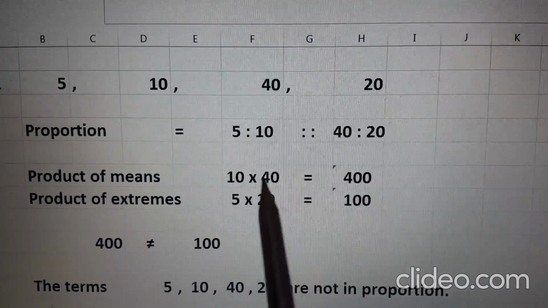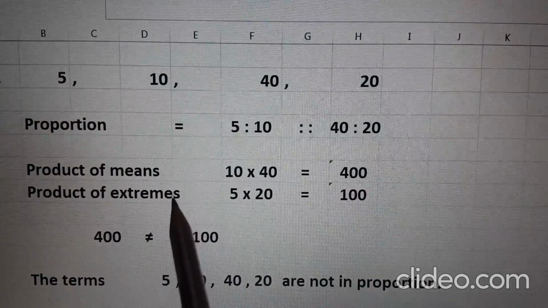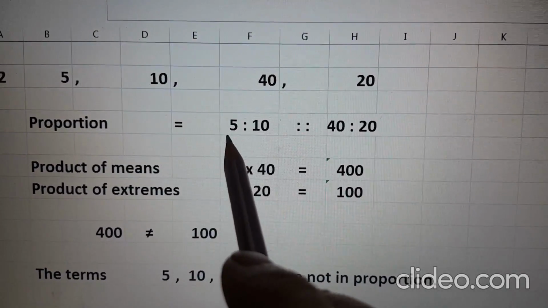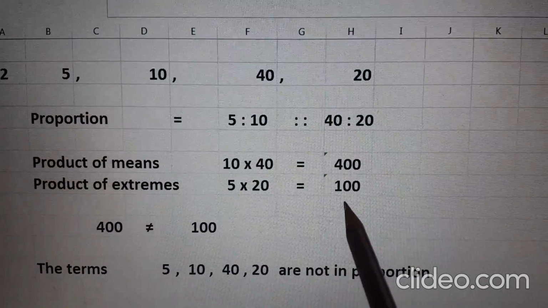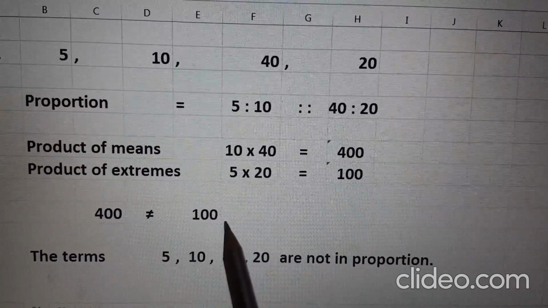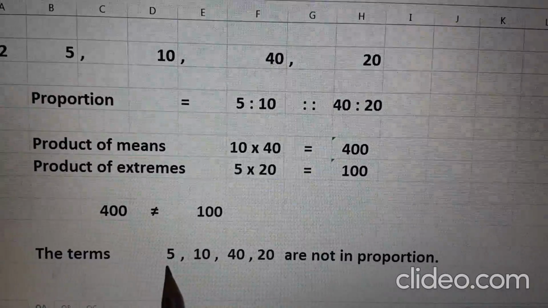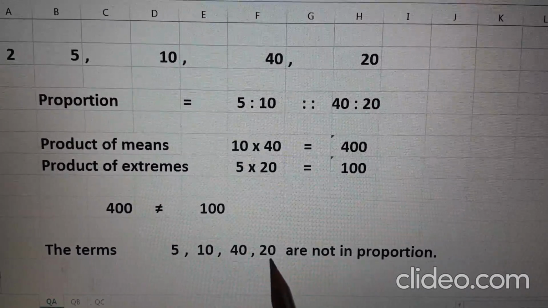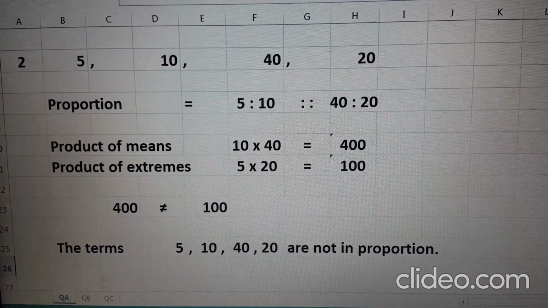Product of means, 10 into 40, equals 400. Product of extremes, 5 into 20, equals 100. Now we see that 400 is not equal to 100. That's why the terms 5, 10, 40 and 20 are not in proportion.